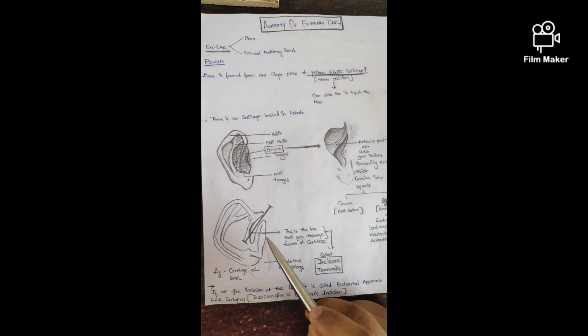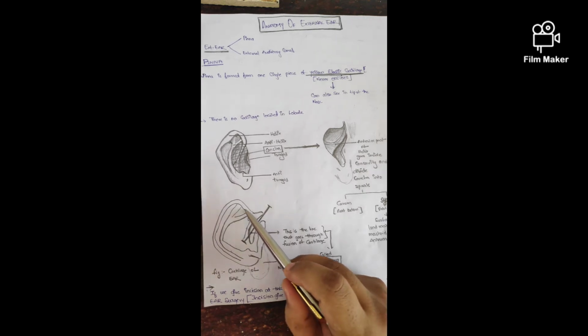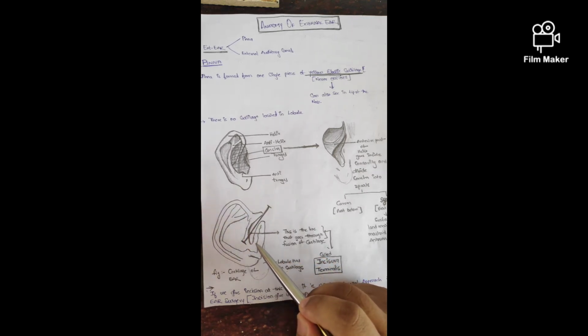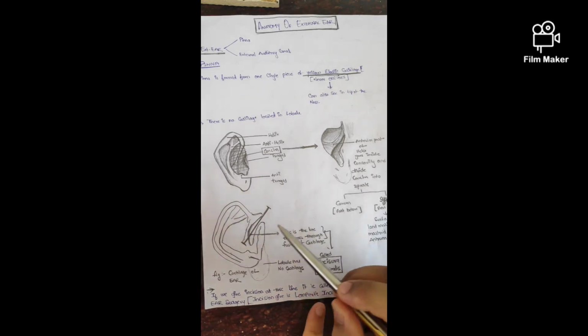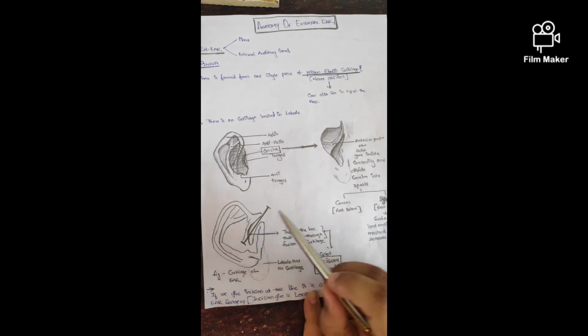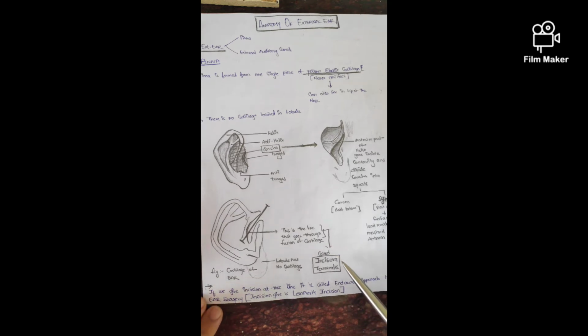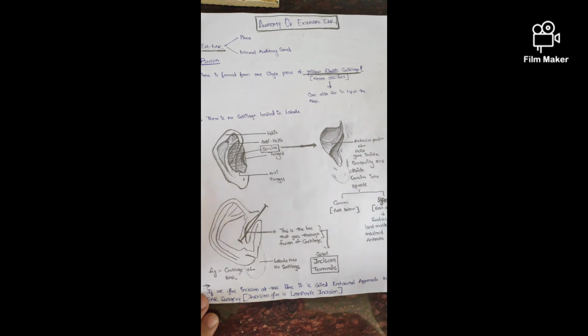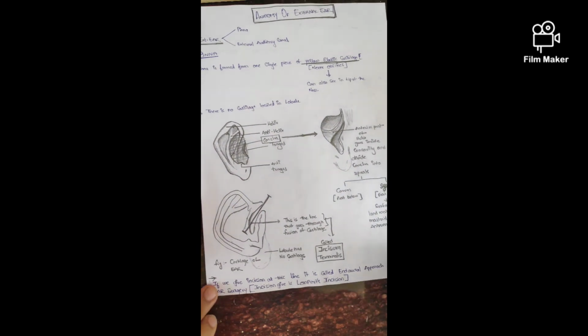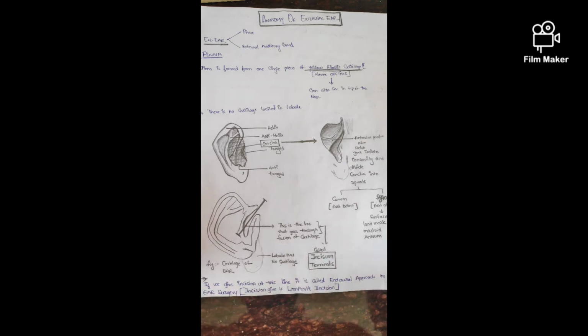This is the yellow elastic cartilage of the ear. Here the lobule does not have any cartilage. During the formation of the ear, we can draw a line through the area where the fusion of cartilage takes place. This line is known as the incisura terminalis. If we give an incision at this line, we call this the endaural approach, and the incision given is Lempert's incision.